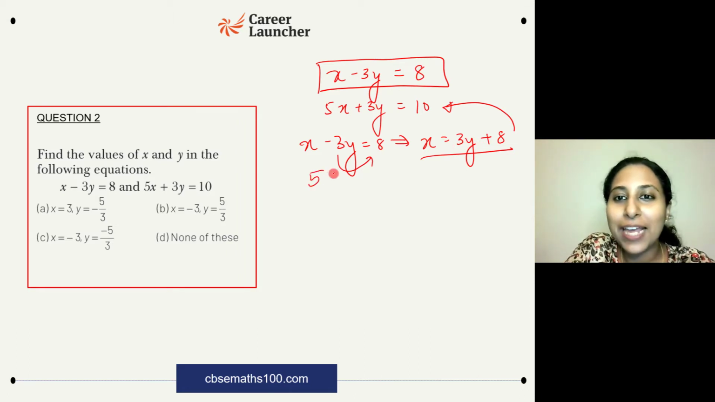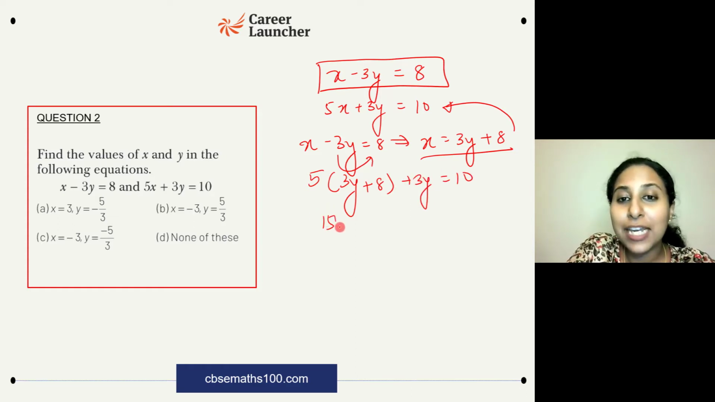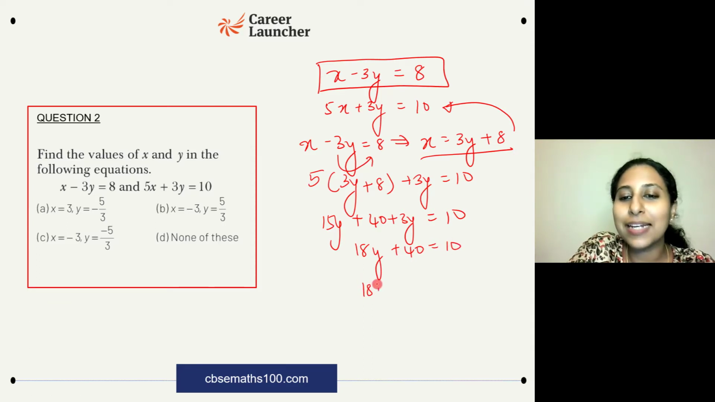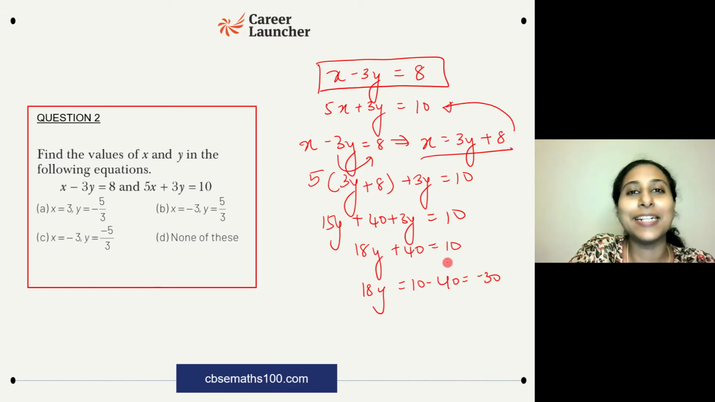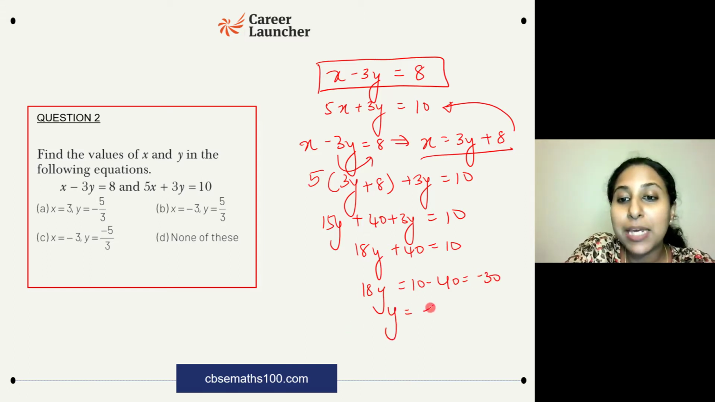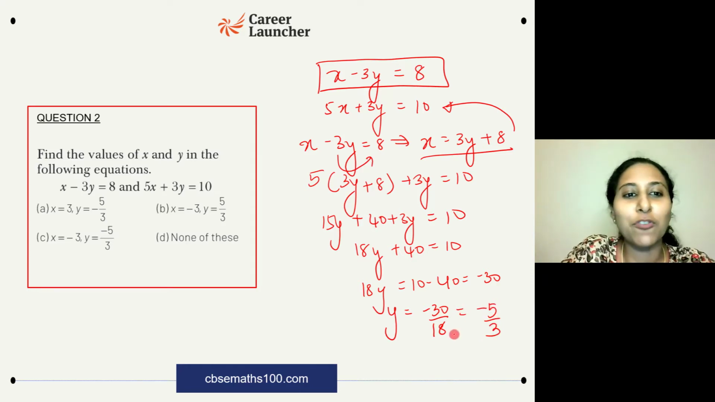We will get 5 into 3y plus 8 plus 3y is equal to 10. 15y plus 40 plus 3y is 10. You get 18y plus 40 is equal to 10, which means that 18y is equal to 10 minus 40 or minus 30. Hence here y would be equal to minus 30 by 18. We can simplify this further. Both are divisible by 6. This would become minus 5 by 3.